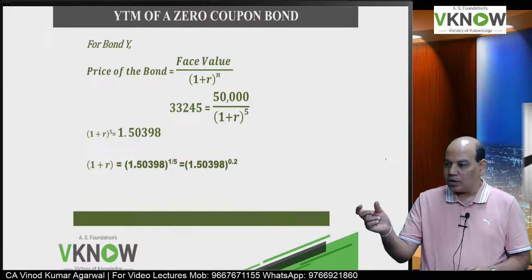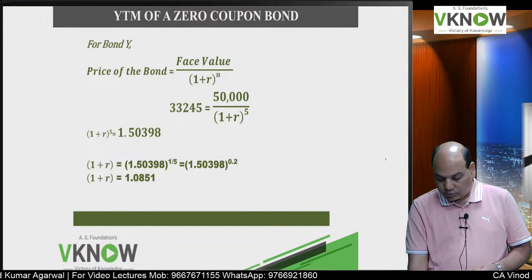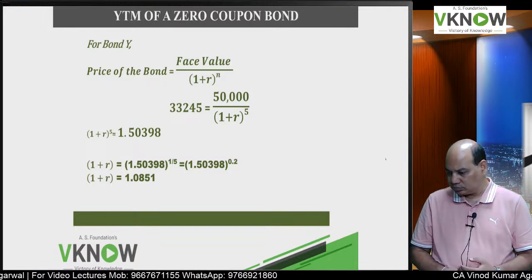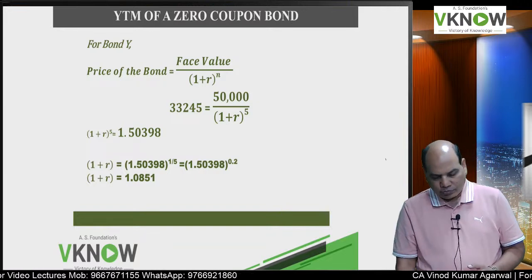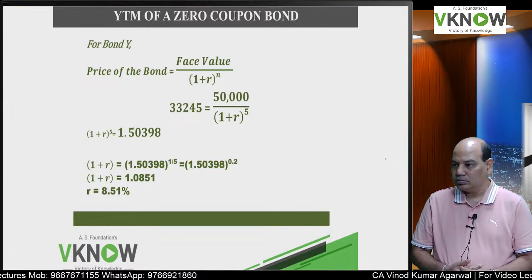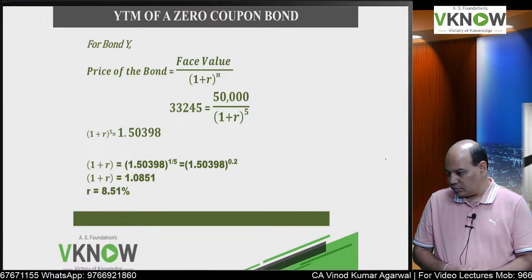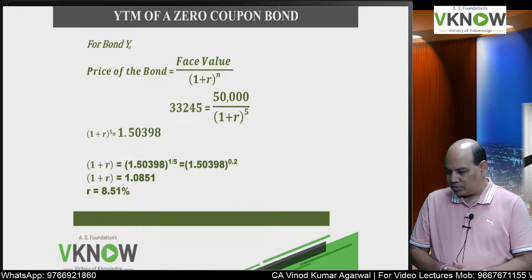And this factor is appearing in the question. See the last line of the question. 1.0851 is given. So therefore, can we say that R is equal to 8.51%? Compare the YTM of these two bonds. Which bond will you prefer?